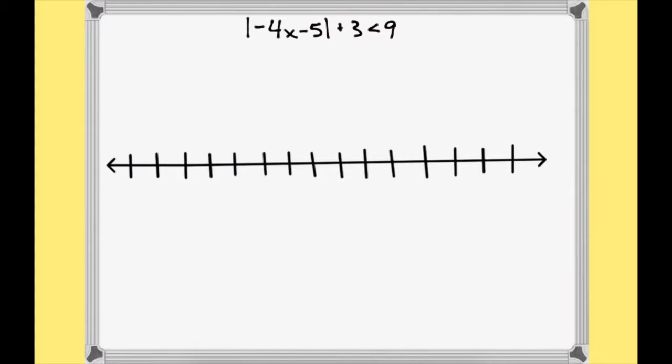We would have the absolute value, negative 4x minus 5, is less than 6 after we subtract 3 from both sides. Then, when we take away our absolute value, we have positive 6 on one side and negative 6 on the switched inequality. So when it switches from less than to greater than, that's where we get our negative symbol. Okay, so that means that negative 4x minus 5 is between negative 6 and 6. Then we add 5 to every section.